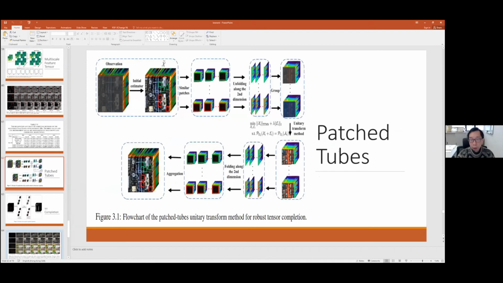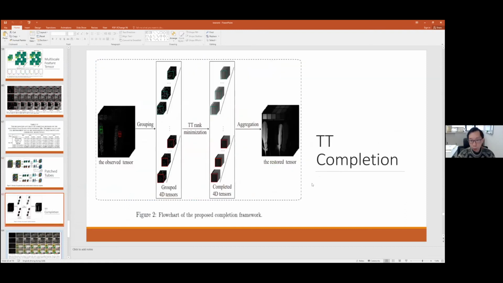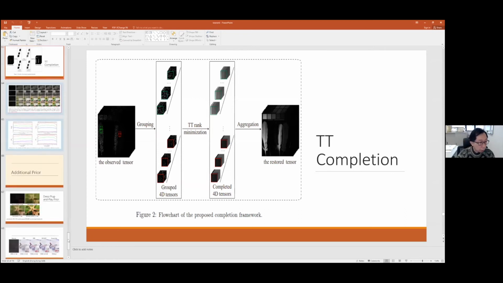Another idea is, can we use some non-local structure? That means you find patches of the data and then aggregate them together. This is another way to find the local structure. So you can go to patch tubes, or even very high dimensional methods like the tensor train TT completion.